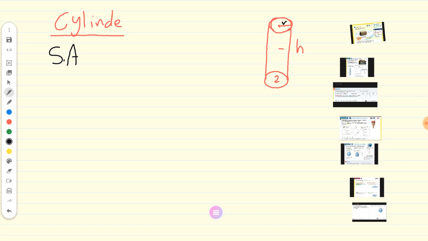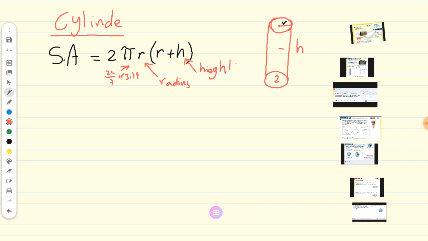So what is the surface area equal to? Surface area equals 2 pi r multiplied by (r plus h). Pi here may equal 22/7 or 3.14. r represents the radius, h represents the height. Okay?